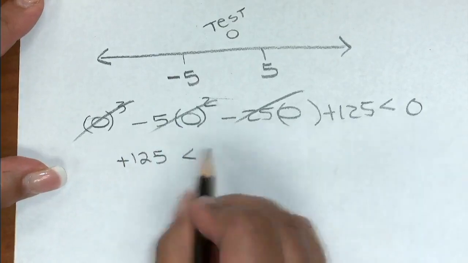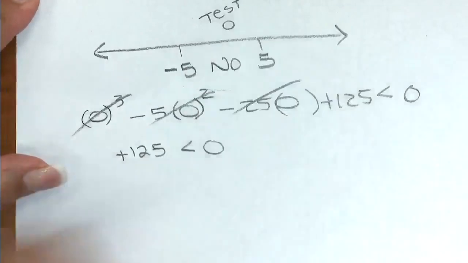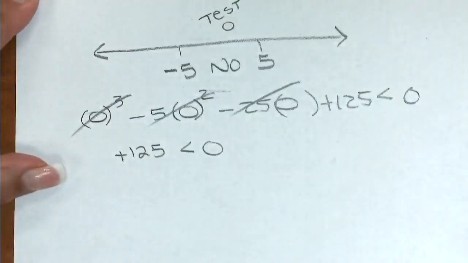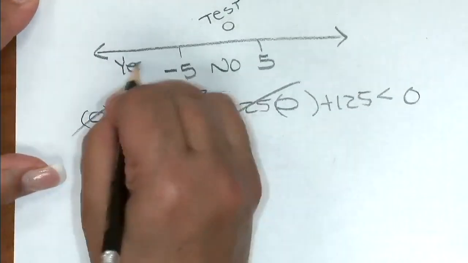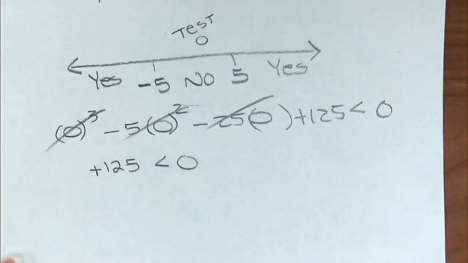What do you think about that? Is that true? No, that's not true. So there's a no there, and therefore what do you need to write here on the ends? Yes, those numbers do work. So here you go again, trying to talk about 2 different regions that work.